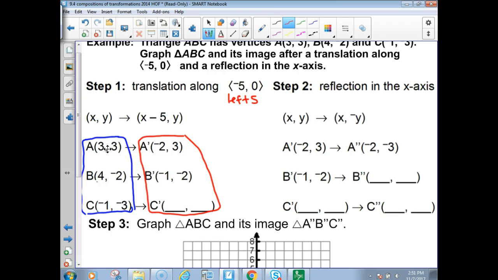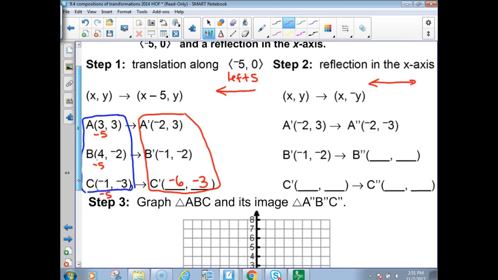So the way they got A prime was doing 3 minus 5, and that gave them -2, 3. To find B prime, they did 4 minus 5 and got -1, -2. And to find C prime, they did -1 minus 5, which would give us -6, -3. Okay, let's get those. And then after that, we're going to reflect in the x-axis. Now, this vector is going this way. The reflection in the x-axis runs the same direction as the vector. So this will represent a glide reflection.